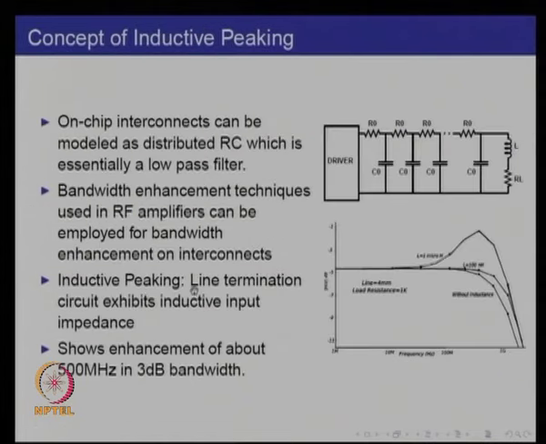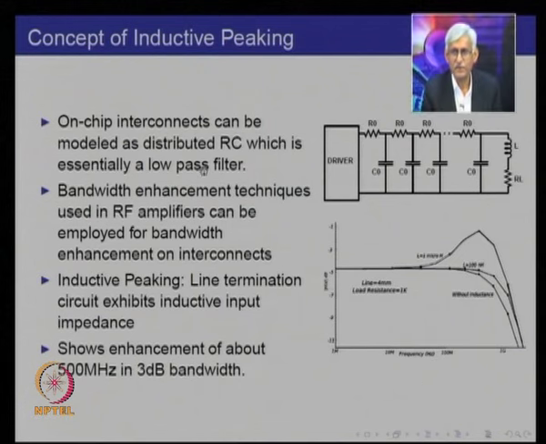Let us look at inductive peaking first, and let us first understand the motivation of using inductive peaking. As we have seen, on-chip interconnects can be modeled as distributed RC, which is essentially a low-pass filter. That means the problem that we have is that the digital signal provided by our driver is passing through a low-pass filter. This low-pass filter then has this kind of roll-off at high frequencies.